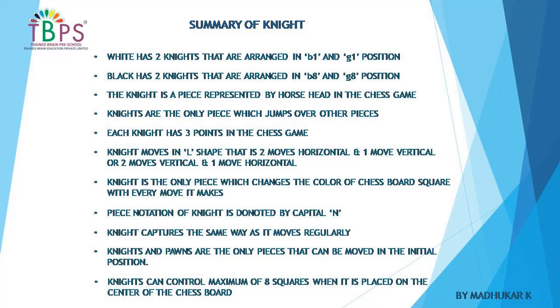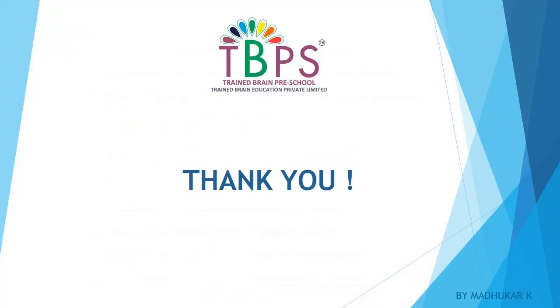The knight moves in an L shape, that is 2 moves horizontal and 1 move vertical, or 2 moves vertical and 1 move horizontal. The knight is the only piece which changes the color of the chessboard square with every move it makes. The piece notation of the knight is denoted by the capital letter N. The knight captures the same way as it moves regularly. Knights and pawns are the only pieces that can be moved in the initial position. Knights can control a maximum of 8 squares when placed in the center of the chessboard. Thank you children. Keep practicing and have a wonderful day.